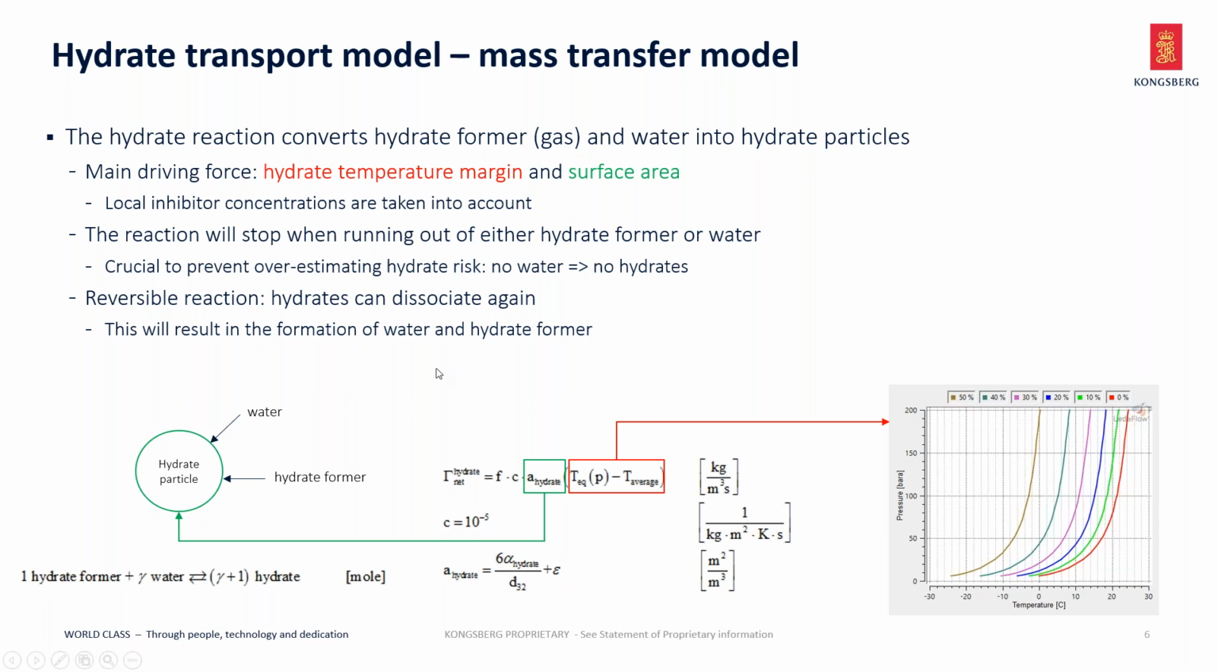Another important aspect of this mass transfer term is that it will stop when we run out of either hydrate former or water. And this is crucial for making sure that we don't overestimate the hydrate risk. So there may be a driving force for hydrate formation, but if we run out of water, we would like the reaction to stop so that no further hydrates are formed. And also the reaction is reversible, so it is possible to dissociate the hydrates again, for instance by heating or by adding inhibitors.